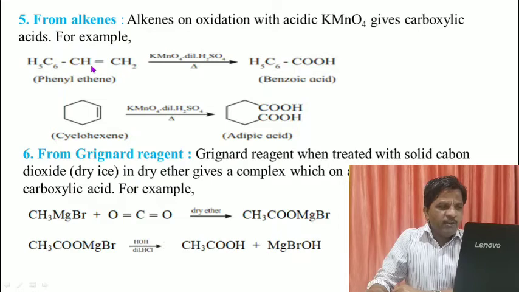Here one hydrogen atom in ethene is replaced by C6H5, which is a phenyl group, and therefore the name of this compound is phenylethene. Now this is again oxidizing agent acidic potassium permanganate. Now the product is C6H5COOH. This is a benzene ring here, and the name of this compound is benzoic acid.